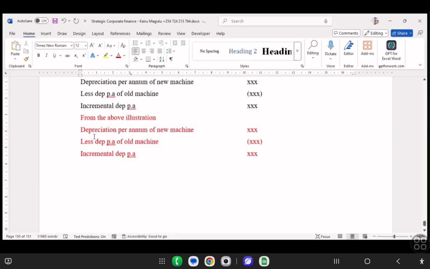So the depreciation per annum of the new machine will therefore be equal to 18 million minus, it will be disposed at 6 million, but it has an economic life of 5 years. How much is 18 million minus 6 million? Divide by 5 years.